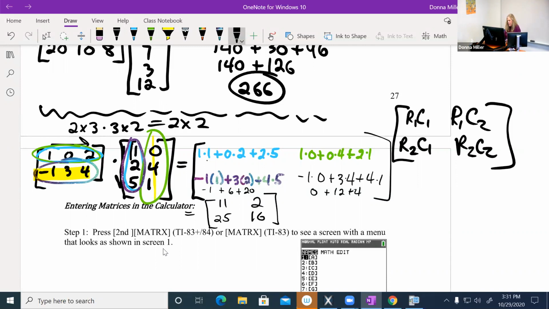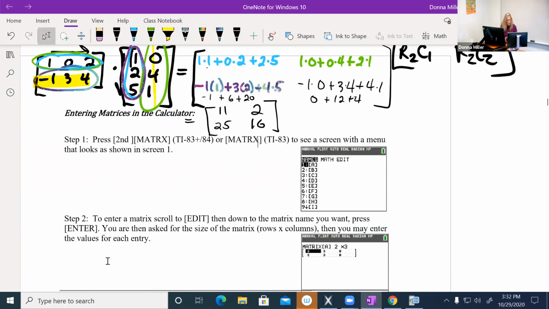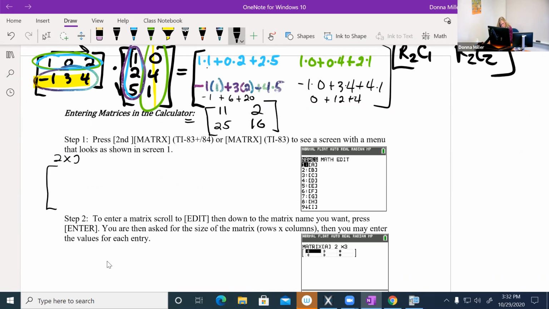Okay. So there's a couple things. We have to talk about how to enter them. Entering them is the biggest pain in the neck, and other than that, you're done. All right. So I'm going to make up a problem. We're going to work this in the calculator. Let's see. 2 by 2. 2 by 3. All right. 4 times 2 rows, 3 columns.